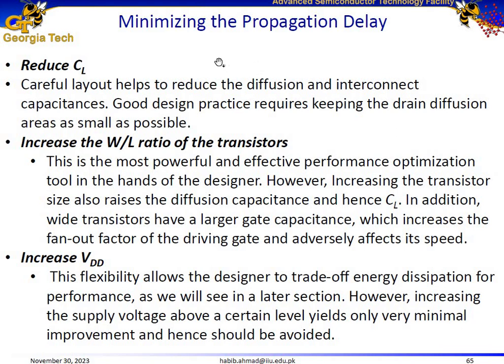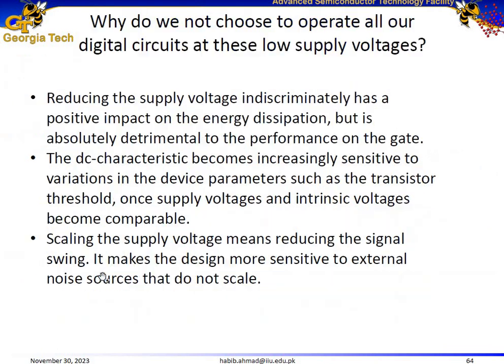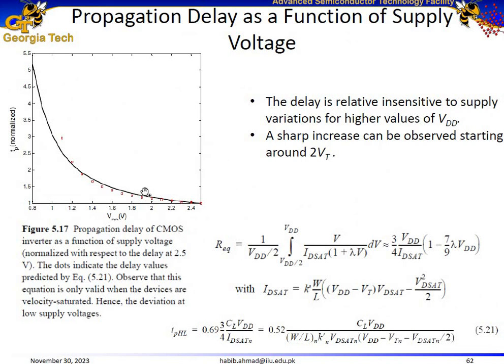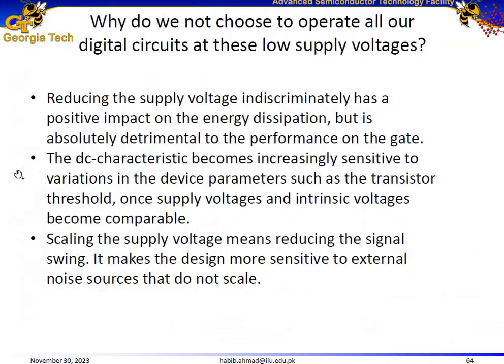How do we minimize the propagation delay? By reducing the load capacitance, and there are different techniques for that. We can minimize the propagation delay by increasing the width to length ratio of the transistors and by increasing the supply voltage, because we see from this plot that with increasing the supply voltage, our propagation delay decreases.